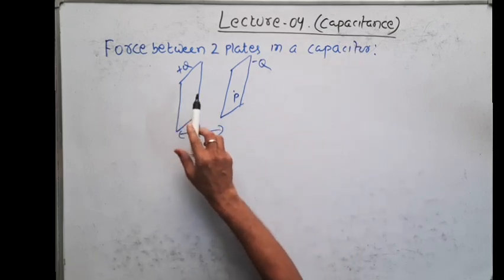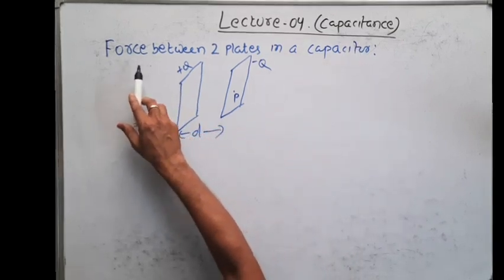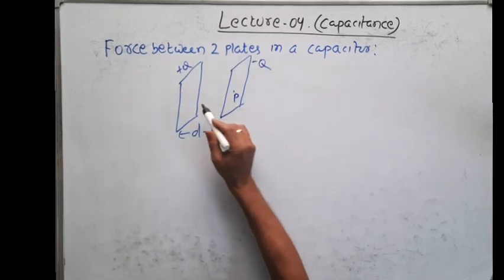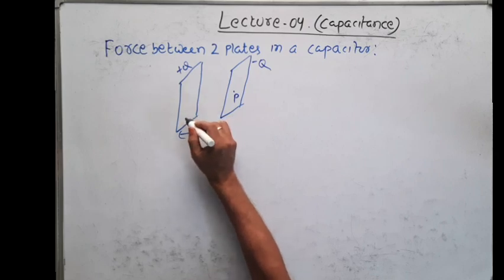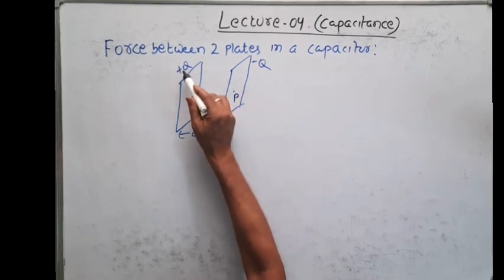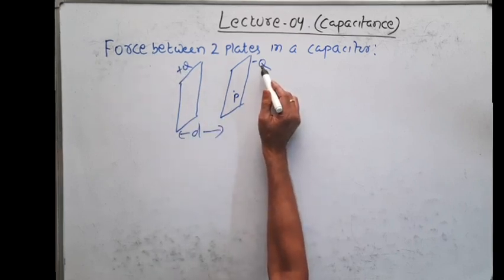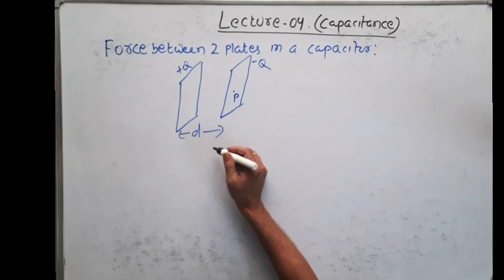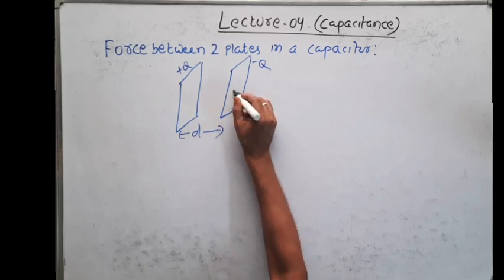Here we will start with discussing the force between two parallel plates in a capacitor. So, there are two plates. This is first plate, this is second plate. On these two plates, one is positive charge, another is negative charge, and distance of separation is equal to d. Now you see, suppose I will take a point P.